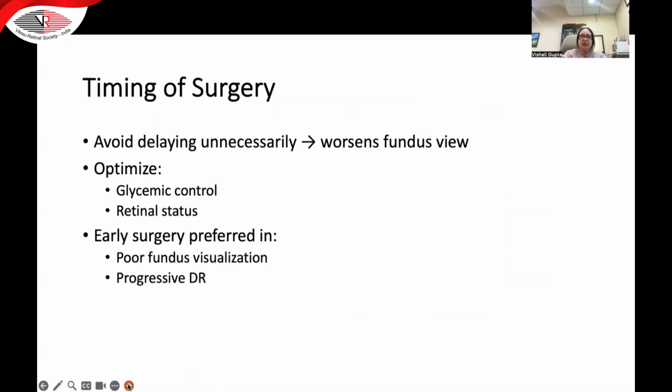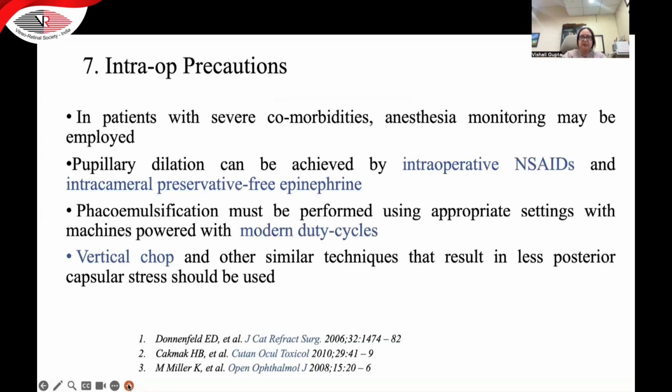When to do surgery, avoid unnecessary delay because that will worsen the fundus view. We have to optimize the glycemic control and renal status, and we prefer early surgery if there is poor visualization of fundus and diabetic retinopathy is progressing.